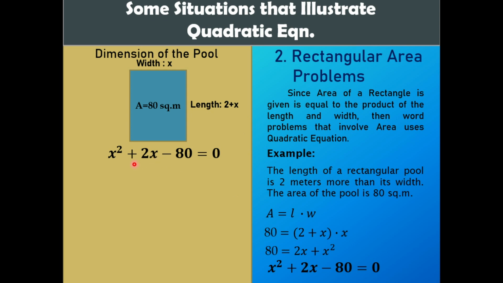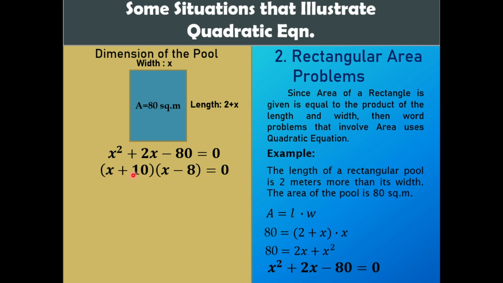Given the standard form, x squared plus 2x minus 80 equals 0, we are going to solve for the value of x. How are we going to do this? We're going to factor this equation. So we have x plus 10 times x minus 8 equals 0.